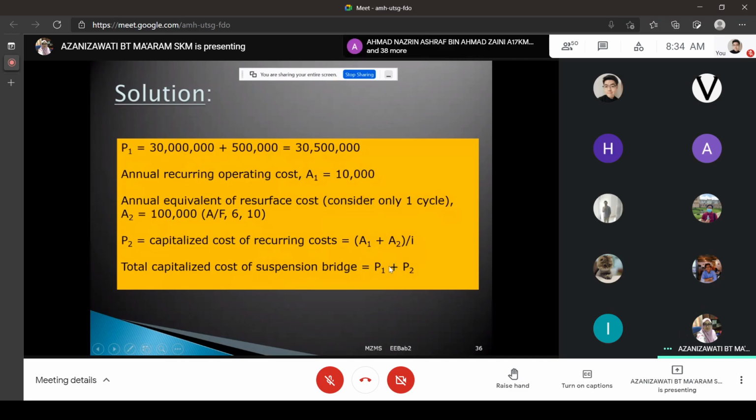So for this cost, for this case study, you have to go through it one by one, situation by situation.